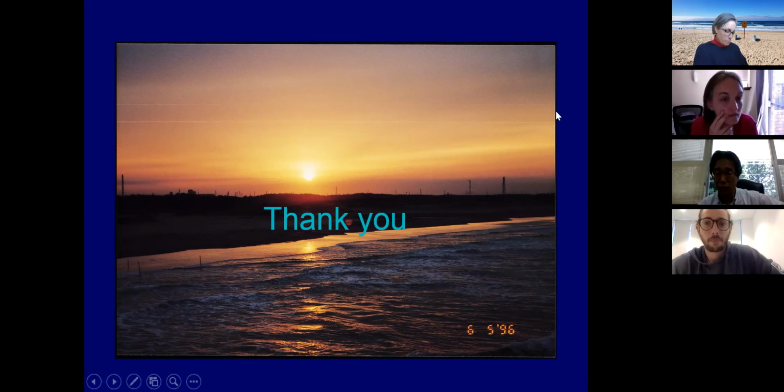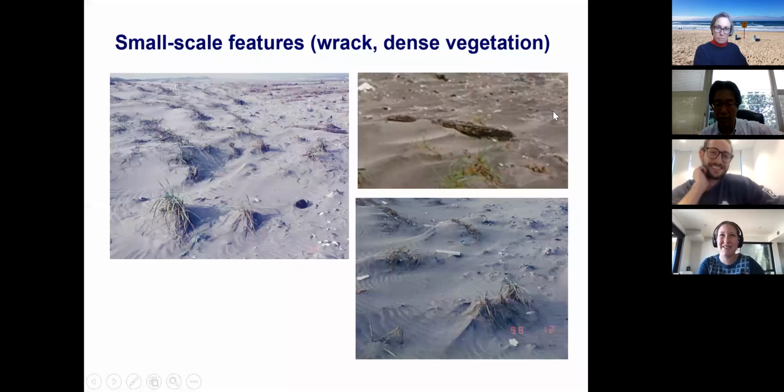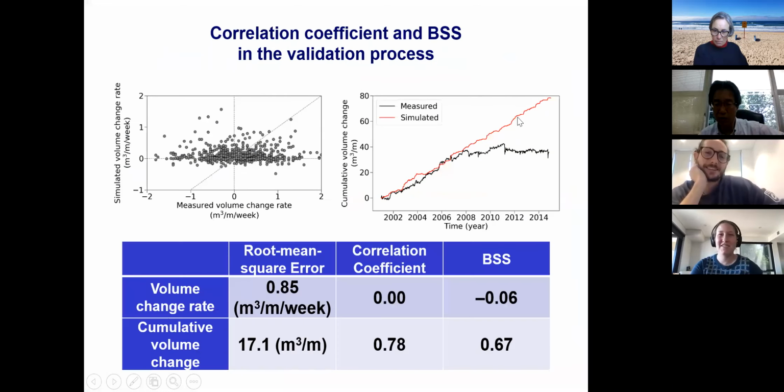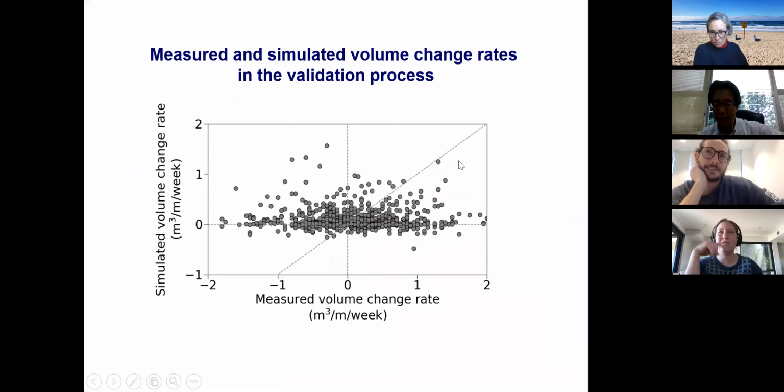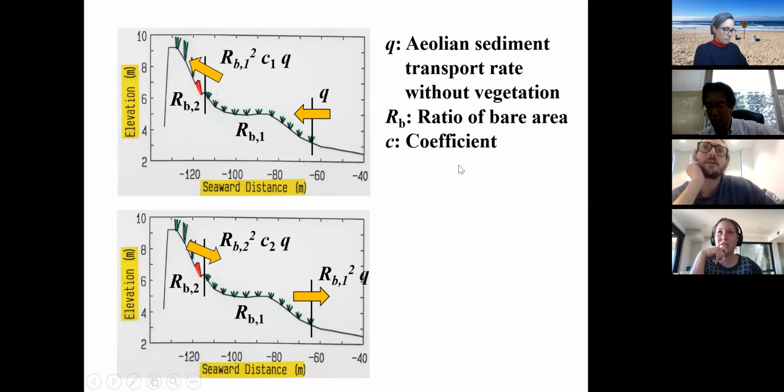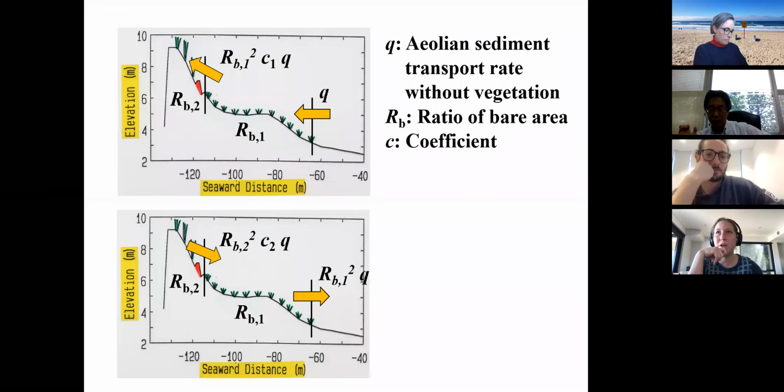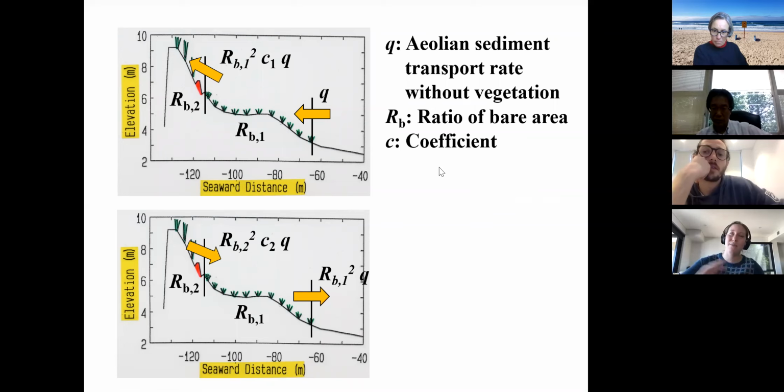Maybe I'll jump in here and clarify my question. I spotted the coefficients that governed the rate of transport. I didn't spot one for non-bare areas, which I assume are areas covered by vegetation. So is there an assumption that sediment isn't being blown up from areas that are covered by vegetation?